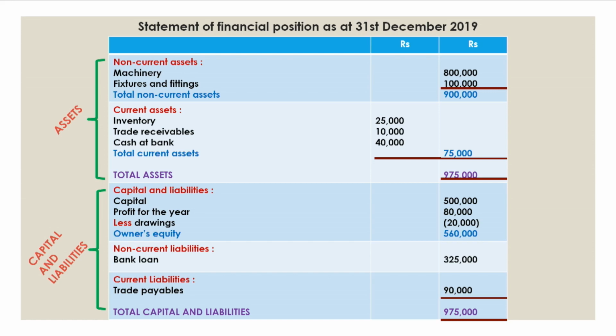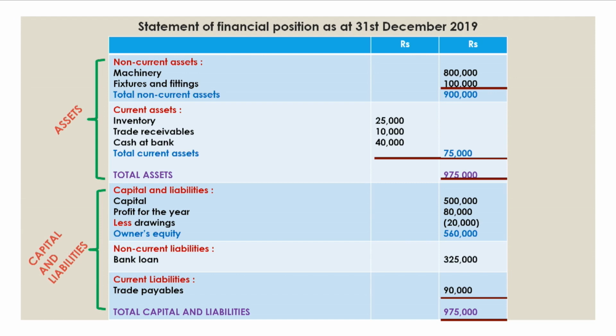Well, let's now fill in the statement of financial position for Johnny. So, as non-current assets, we have machinery 800,000 rupees and fixtures and fittings 100,000 rupees. This gives a total non-current assets of 900,000 rupees.